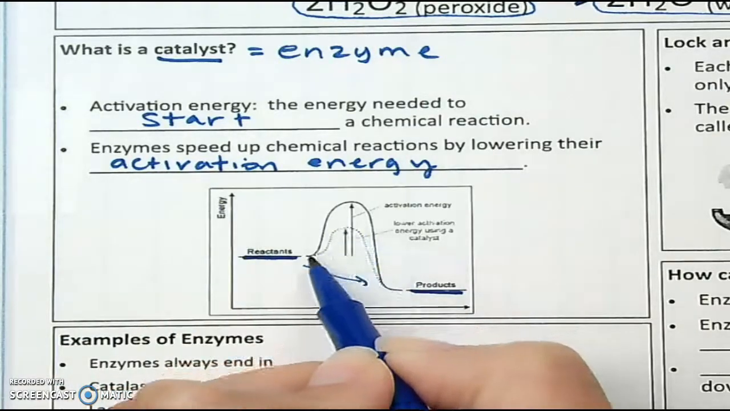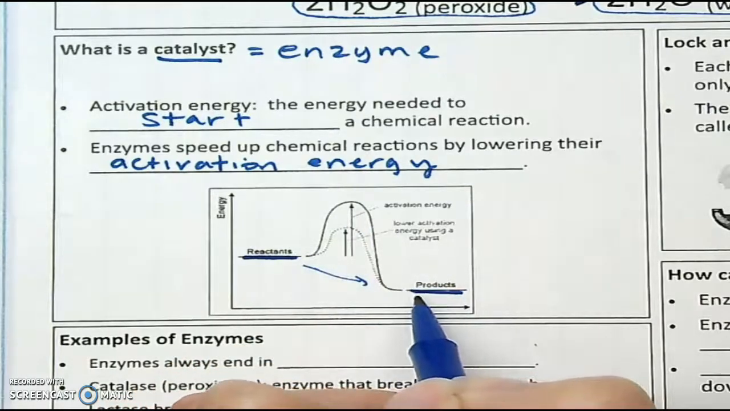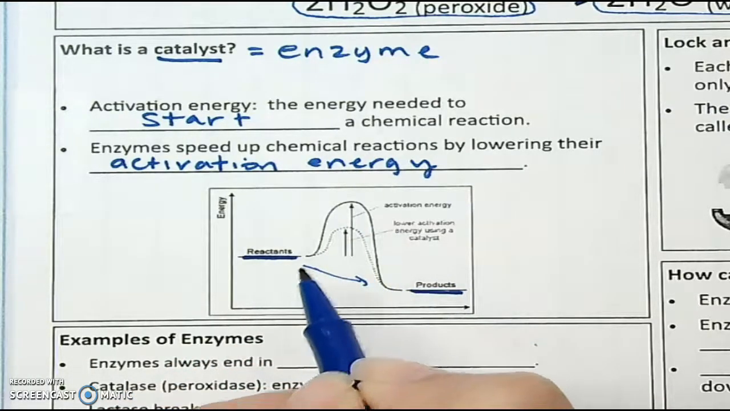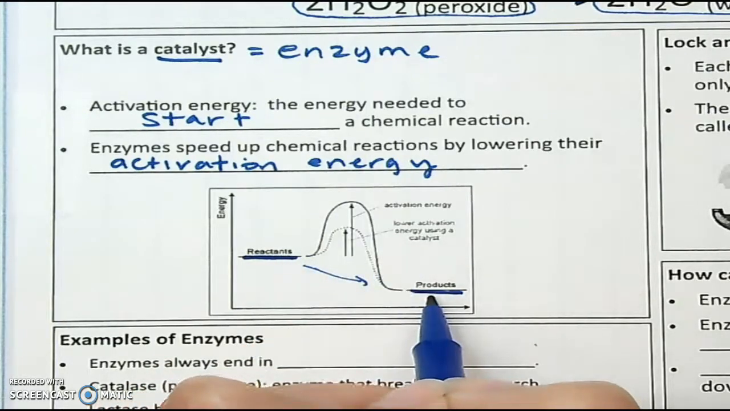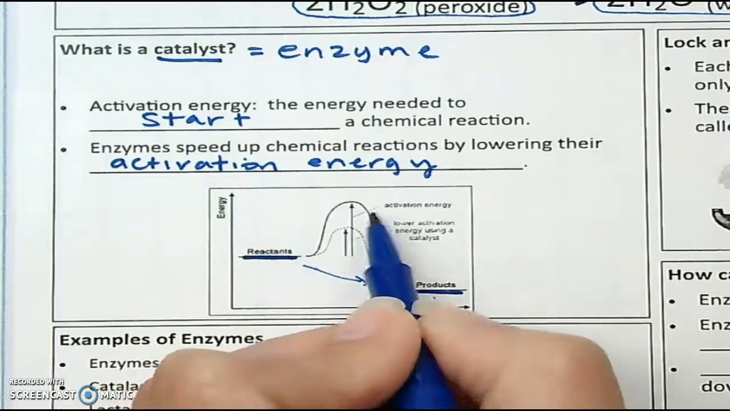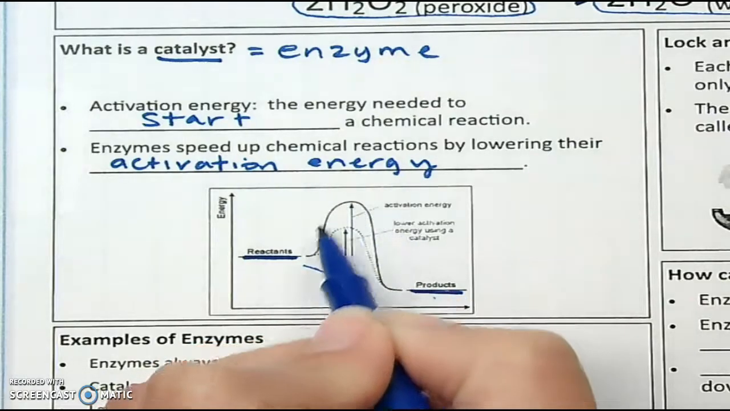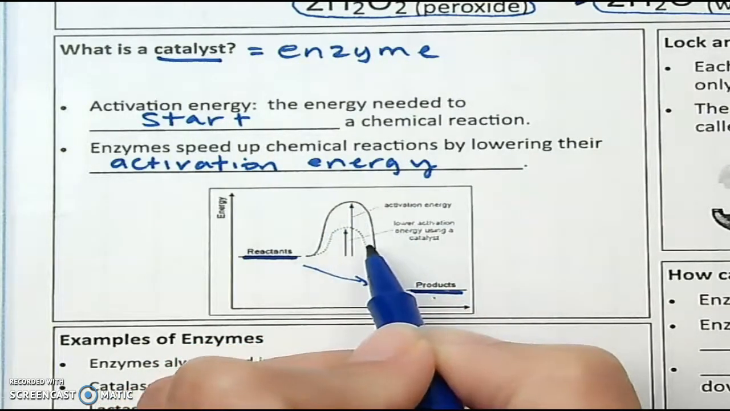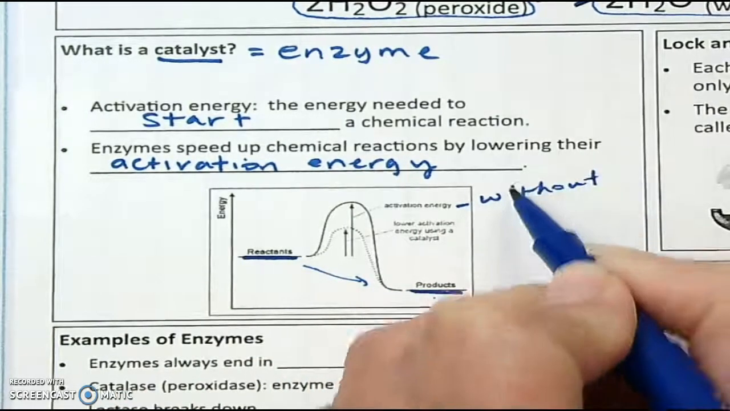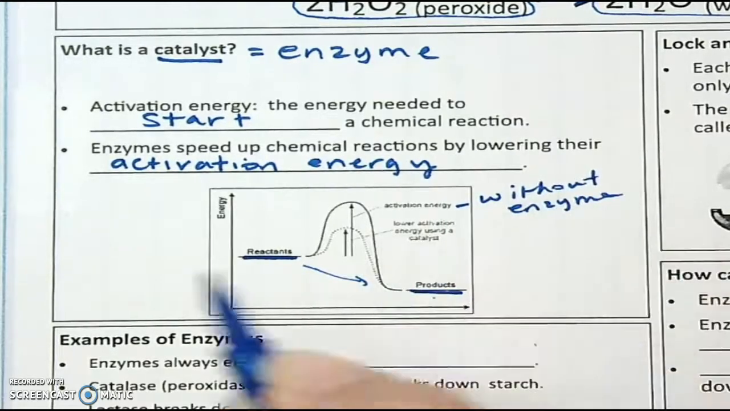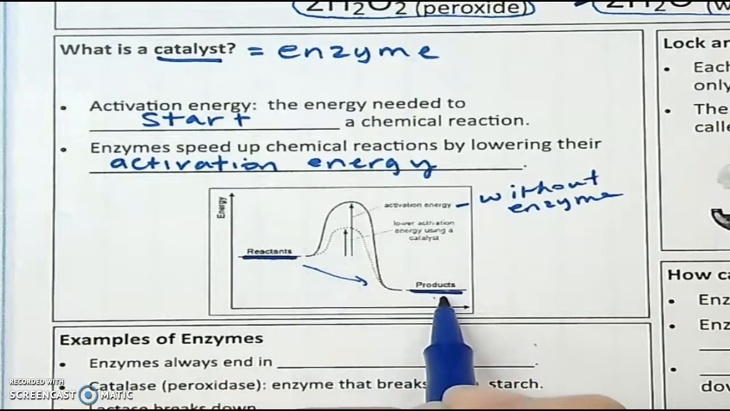So the amount of energy that you have to add, which is this bump here in the graph, that's the activation energy. How much energy do you have to add to the reactants to make them turn into the products? So this top line, this higher line, is the amount of activation energy needed without an enzyme. It needs a lot of energy added in order to go from reactants to products.